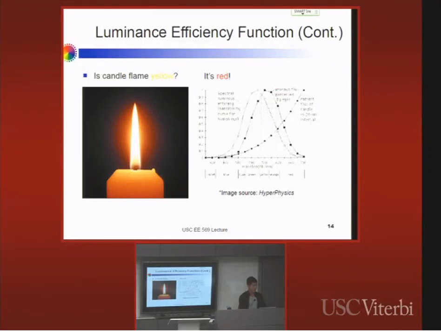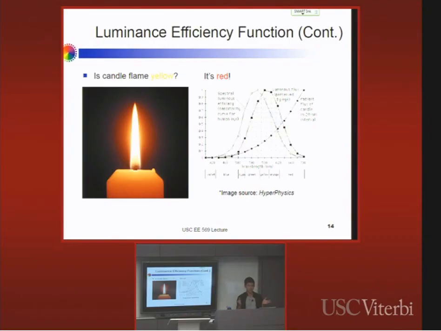Here's an example. The candle flame, the way we perceive it, always appears to be yellow. However, the spectrum of the candle flame light is actually red. The reason we look at the candle flame and see it as yellow is that the perceived luminance is the original radiant flux of the candlelight multiplied by the spectral luminance efficacy, which you can see here.